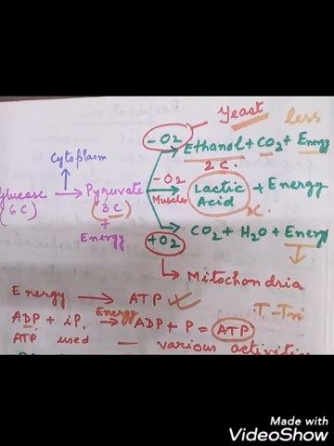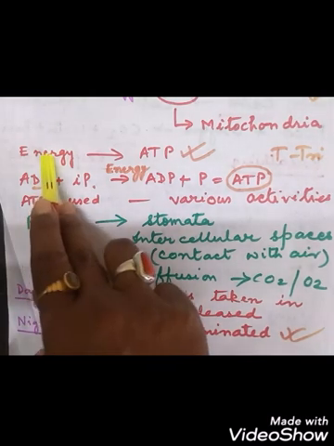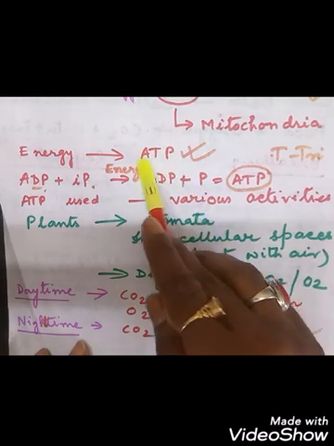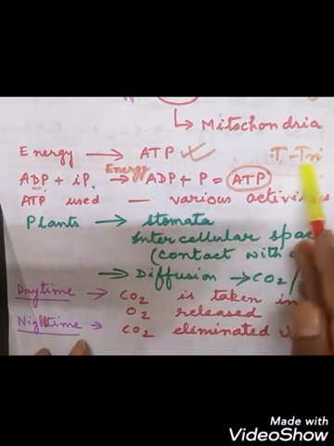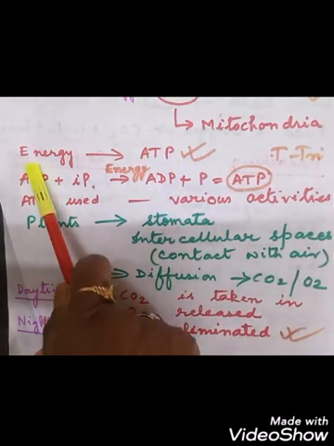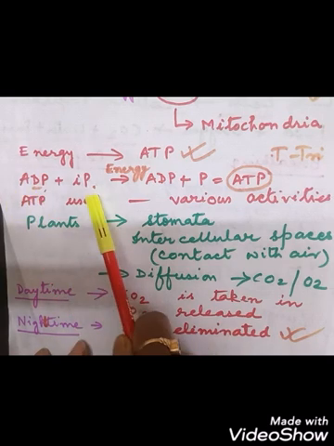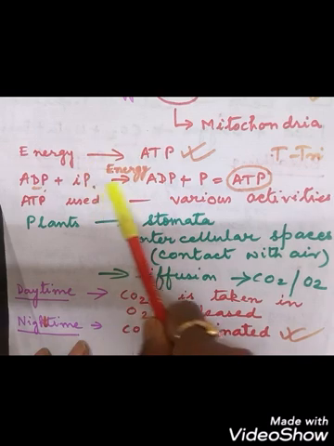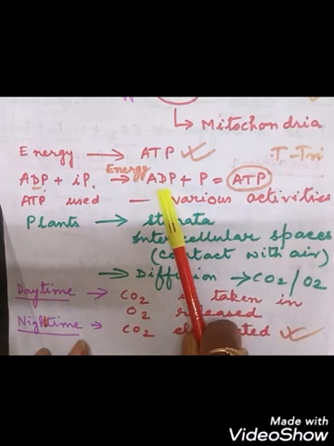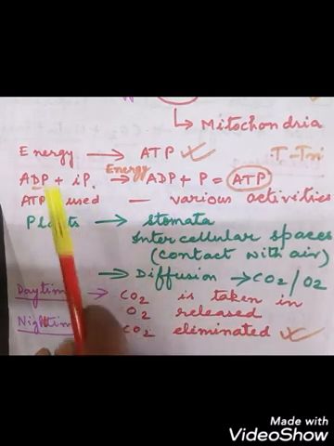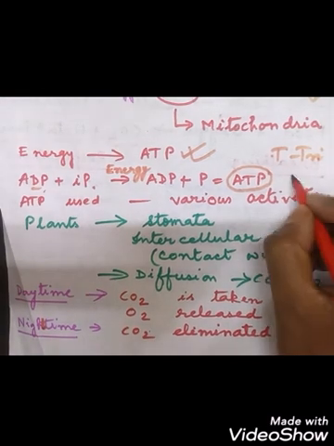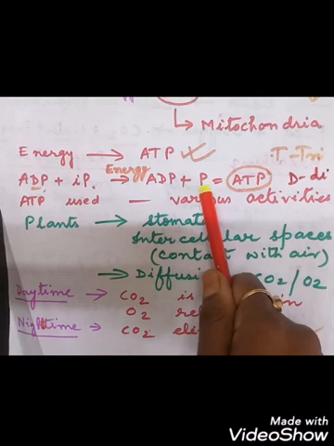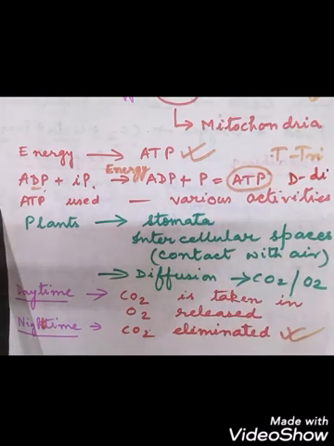So let us see here. You can see energy in the form of ATP is produced. ATP is adenosine triphosphate, T for tri. How does it form? ADP plus inorganic phosphate, with the help of energy, forms ATP. ADP is adenosine diphosphate, D for di, meaning 2 phosphates, and then again 1 phosphate is added, and this forms ATP, adenosine triphosphate.